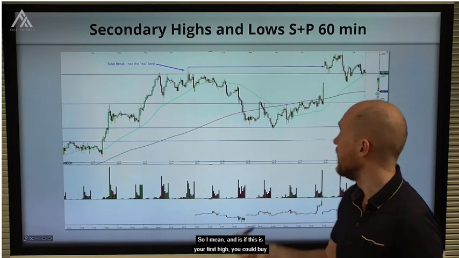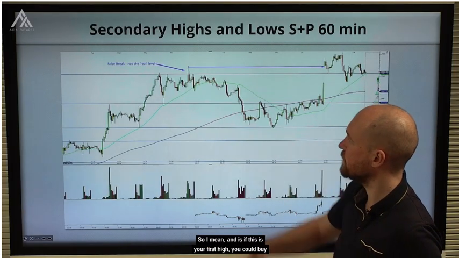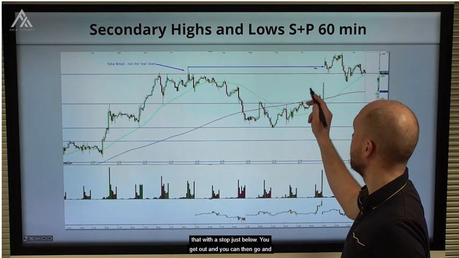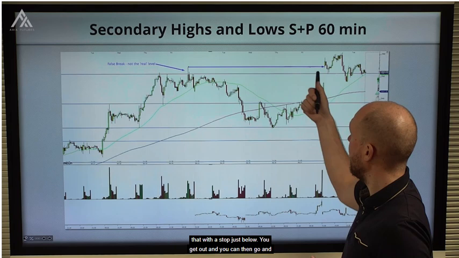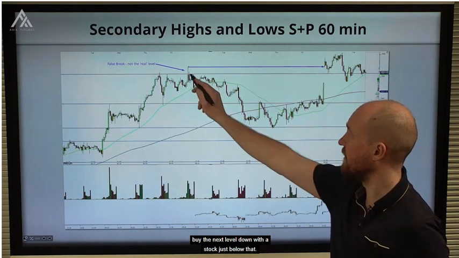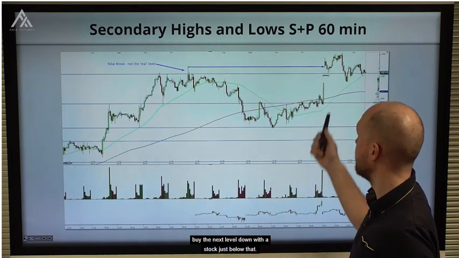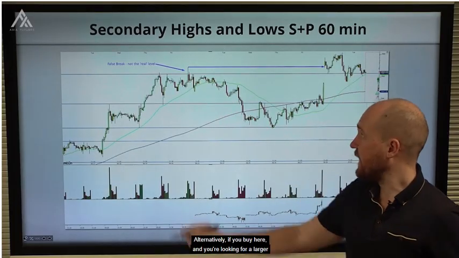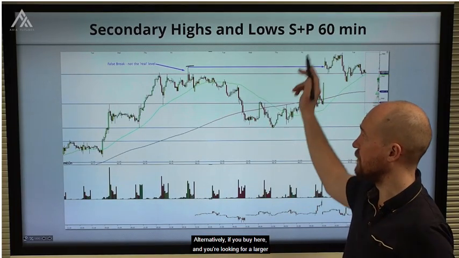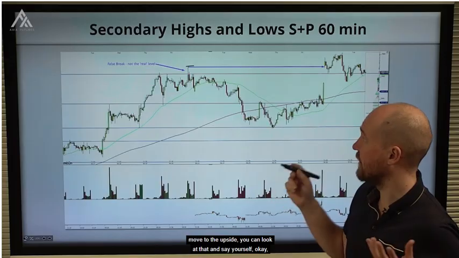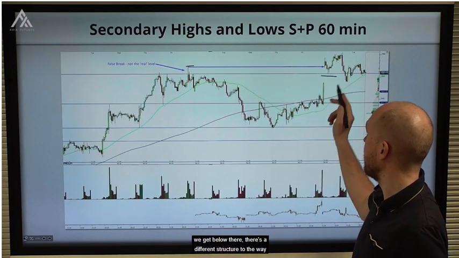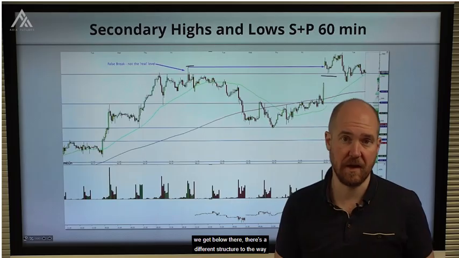So what I mean then is if this is your first high, you could buy that with a stop just below it. You get out and you can then go and buy the next level down with a stop just below that. Alternatively, if you buy here and you're looking for a larger move to the upside, you can look at that and say to yourself, okay, I'm willing to buy there, but I'm not going to get out until we get below here. So there's a different structure to the way you take the trade on.